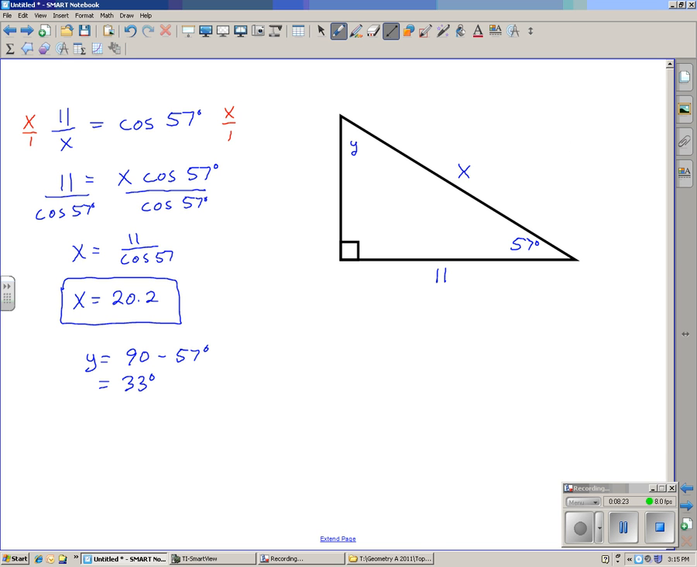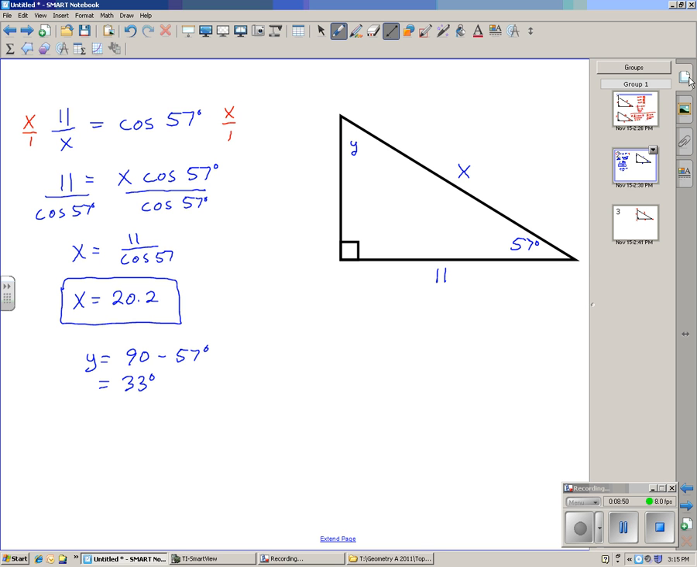So I can figure out everything about this triangle. I knew two pieces of information. I knew one of the legs was 11, one of the angles was 57. I can figure out the other angle. I can figure out the hypotenuse using trig. I can find the opposite side. I'm not going to do that right now, but I can find the opposite side using tangent, or I could use the Pythagorean theorem now that I know the two sides. So put all this piece of information together and figure everything out if you need to.